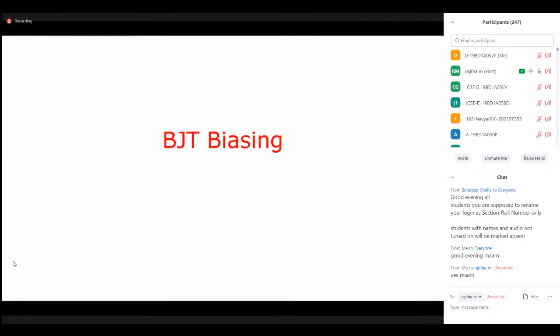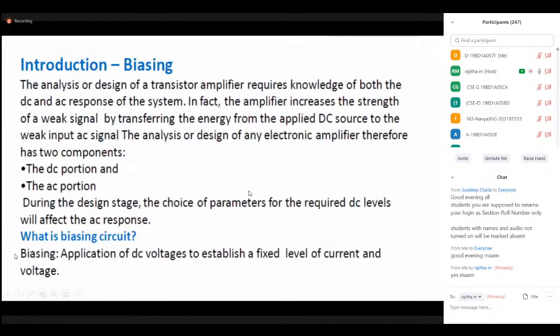So we get the amplified output of your transistor. We collect the amplified voltage signals at the collector terminal of your transistor.